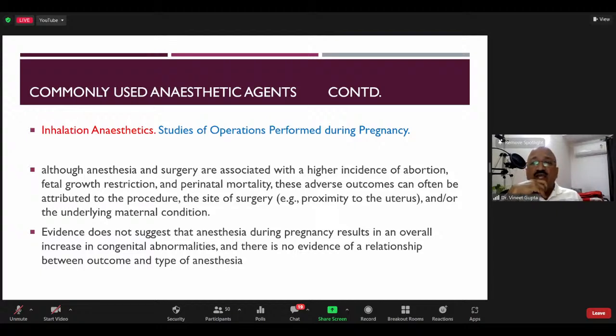So, we need not always blame or doubt ourselves, our technique, our medicines. There are some contributory factors, and there are some unclear actual etiologies related with all these adverse outcomes. Evidence does not suggest that anesthesia during pregnancy results in an overall increase in congenital abnormalities, and there is no evidence of relationship between outcome and type of anesthesia.